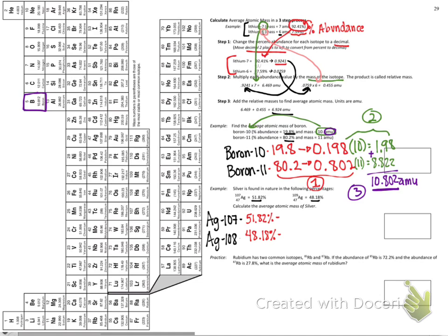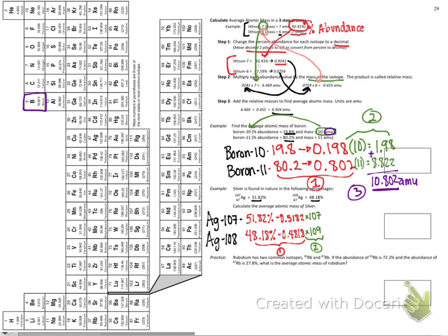Again, my first step is to convert those percentages to decimals. So 51.82% becomes 0.5182, and 48.18 becomes 0.4818. All right, so there's my step 1, and I'm going to go ahead and identify that as step 1. Okay. My second step, again, is to multiply by their corresponding atomic mass. All right, so here are the corresponding masses, and that is my second step.